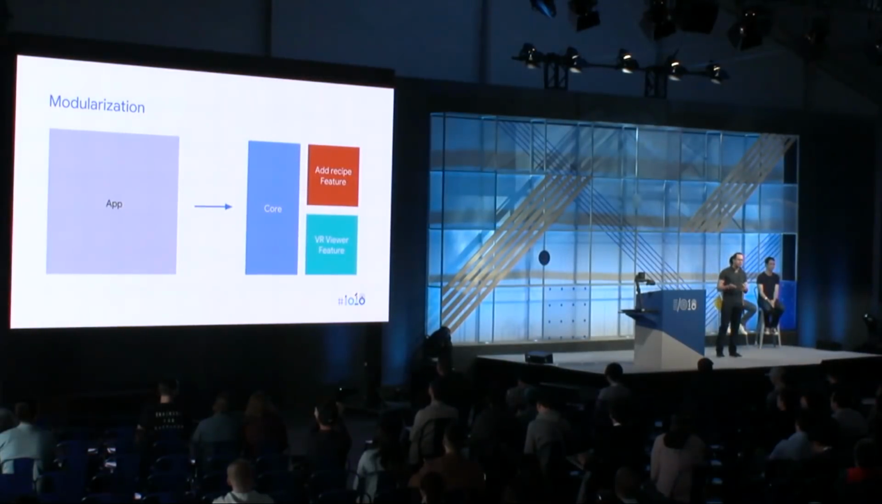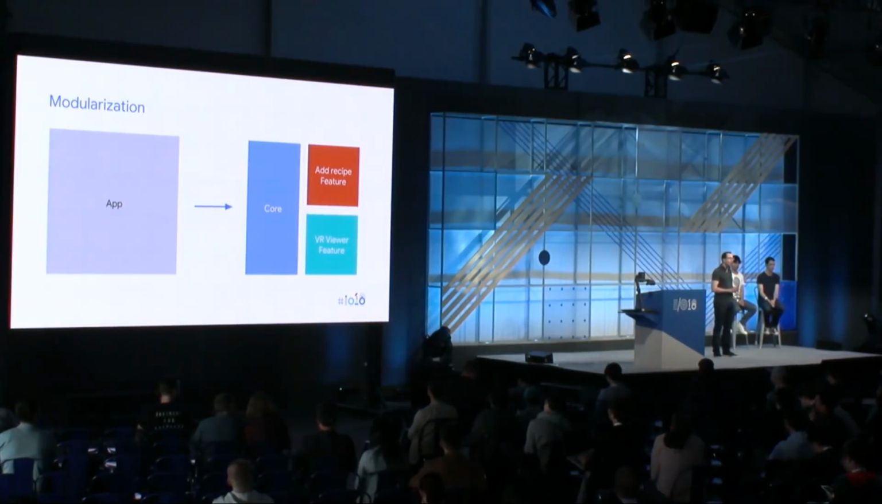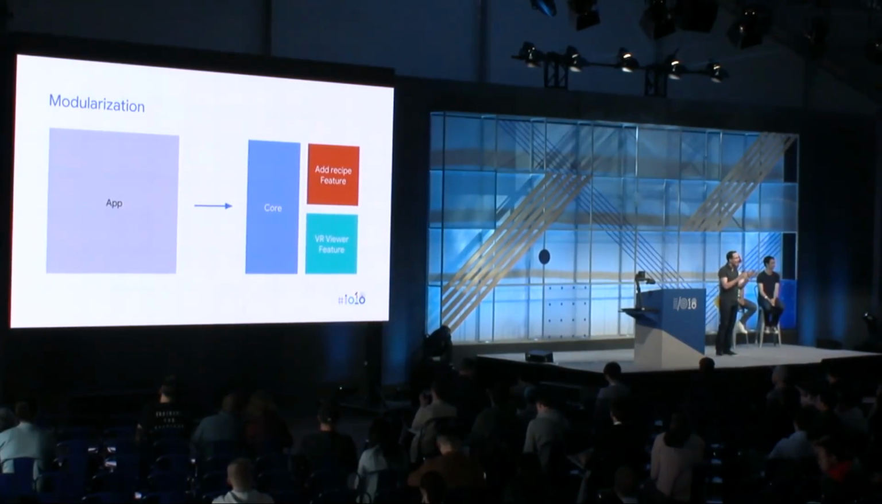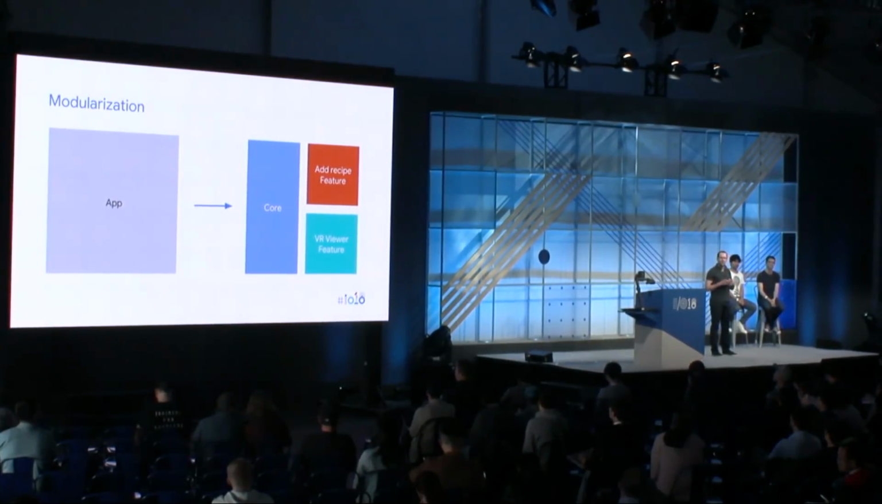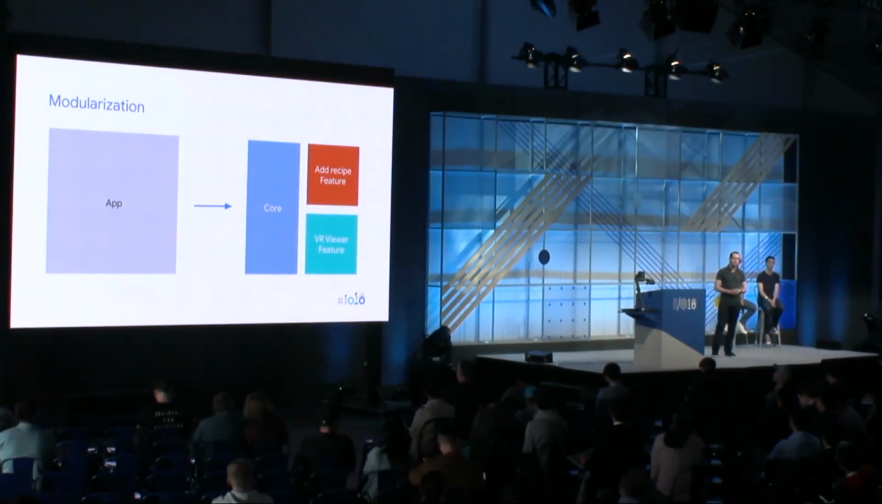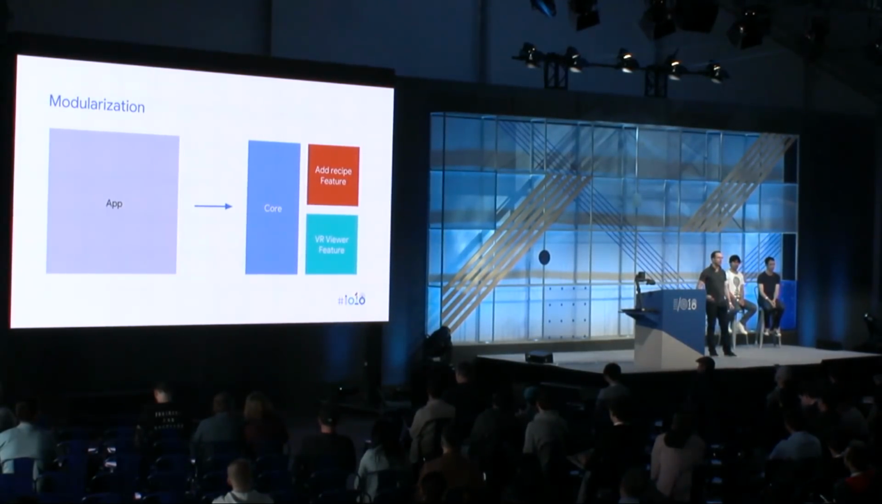Suppose you have a recipe app and you want to keep the initial download small. You observe that while all your users like to browse for recipes, only a small fraction choose to actually add a new recipe. And you notice that this functionality takes up significant space in your app. What you can do is break that feature out into its own module and serve it only when needed.